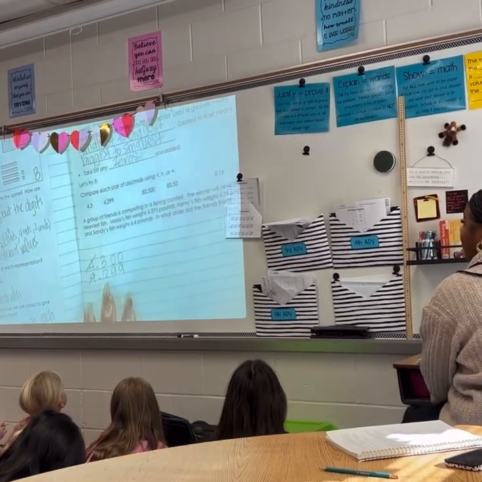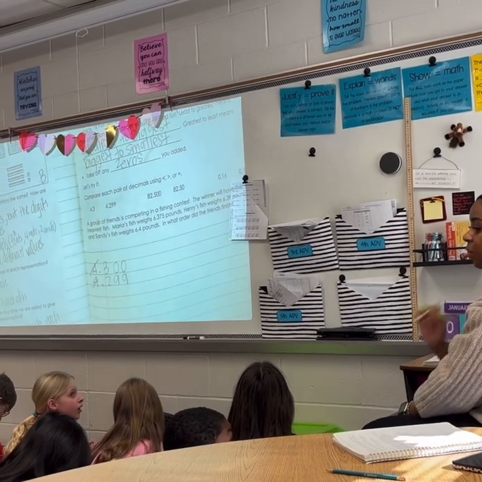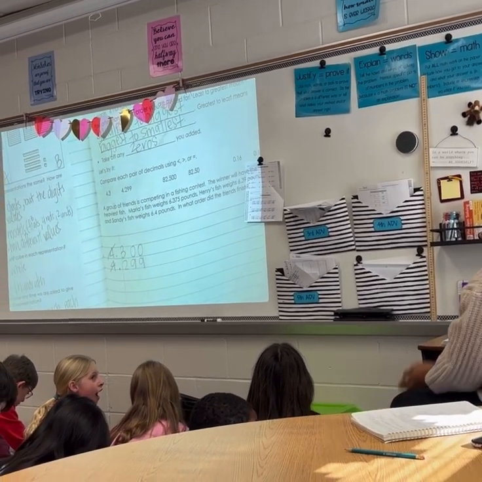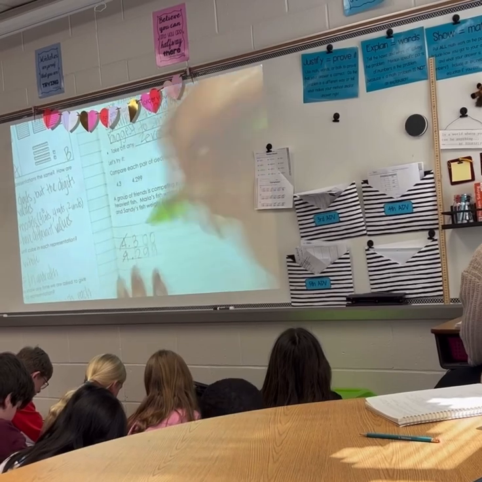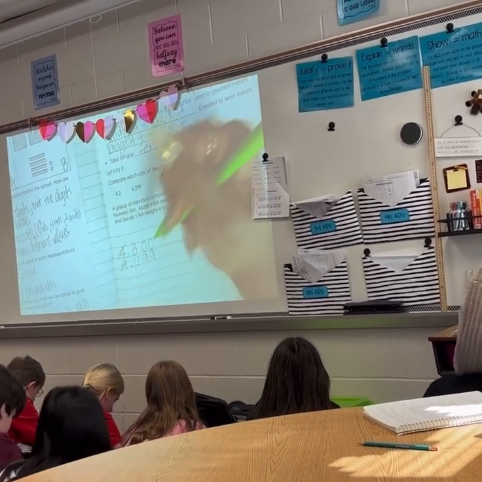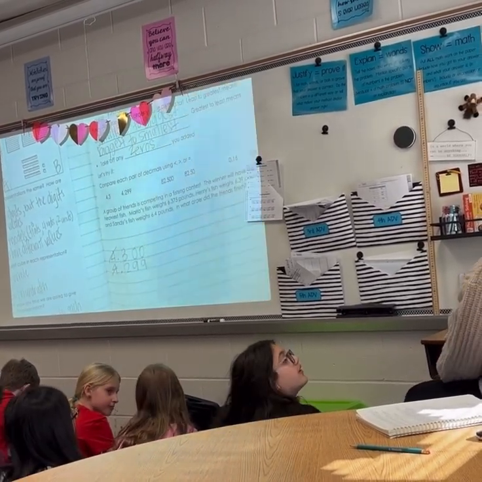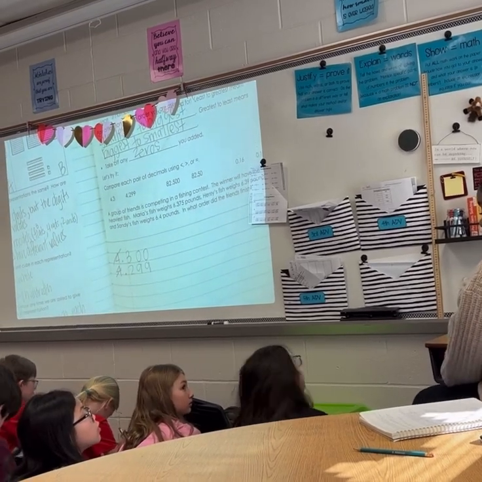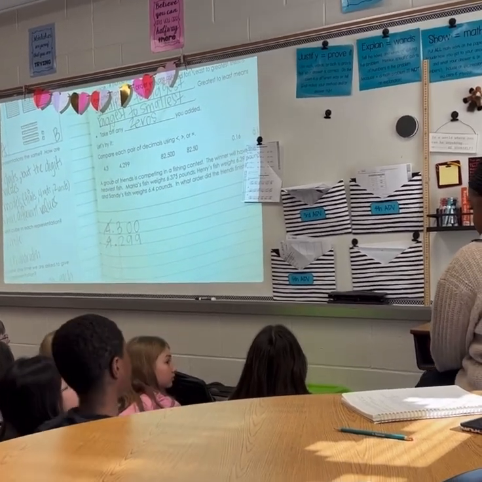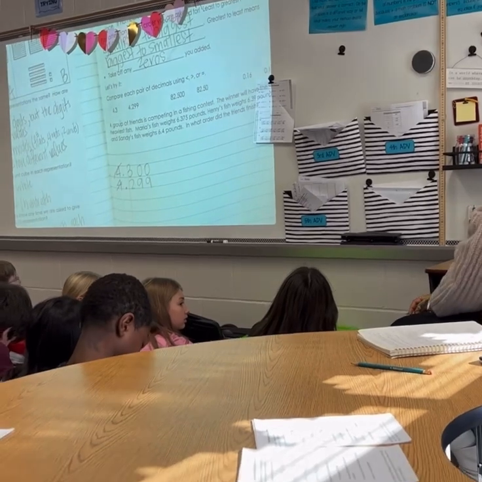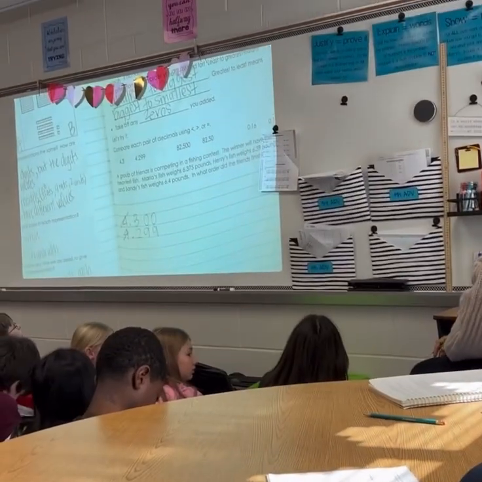I like that you guys are using your vocabulary because that's exactly what Ms. Atkinson is going to look for, right? So you're telling me that the 3 is greater than 2. So now we know what? 4 and 3 tenths is greater than 4 and 299 thousandths. Good. Say it louder. 4 and 3 tenths is bigger than 4 and 299 thousandths.